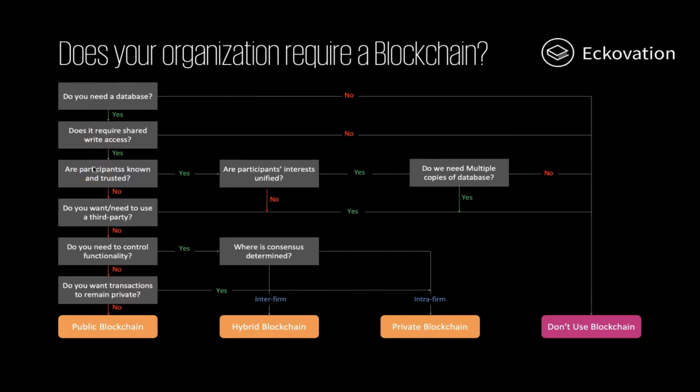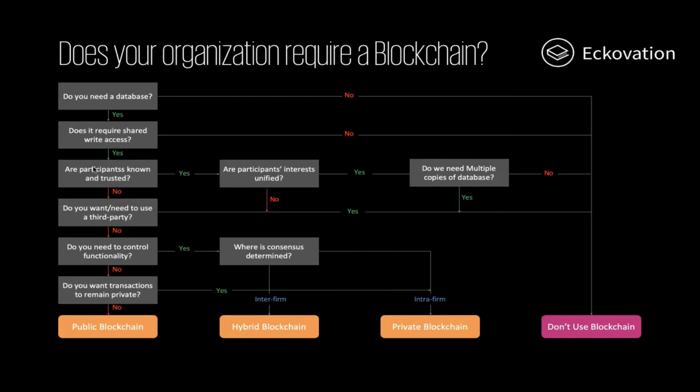comes into play. The other parameter is, are the participants known or trusted? So now you have a database, you have given write access. That means, when I say write access, that means someone can make changes to the database, add entries, remove entries, edit entries. So now we need a database, we need write access as well, and the participants who are reading, writing, editing the database, the blockchain database, are they trusted or not?